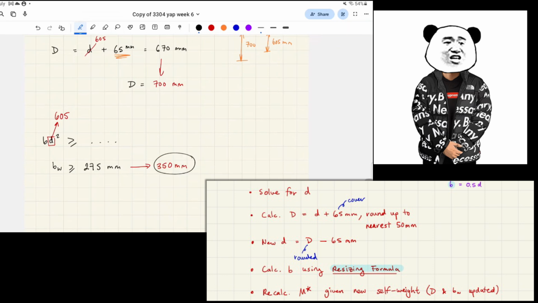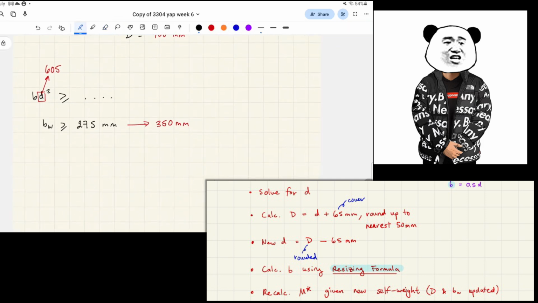Okay, so then recalculating M star with this new self weight. Very good. With the updated D and BW. Very good. So what I'm trying to say is you find the self weight of this beam times the area of that, right? Times 25 kilonewtons per meter cubed.